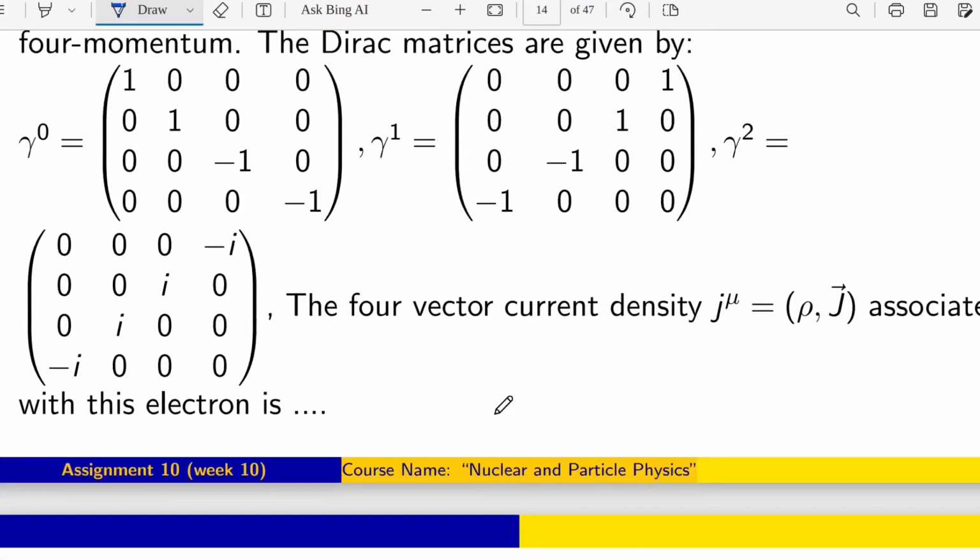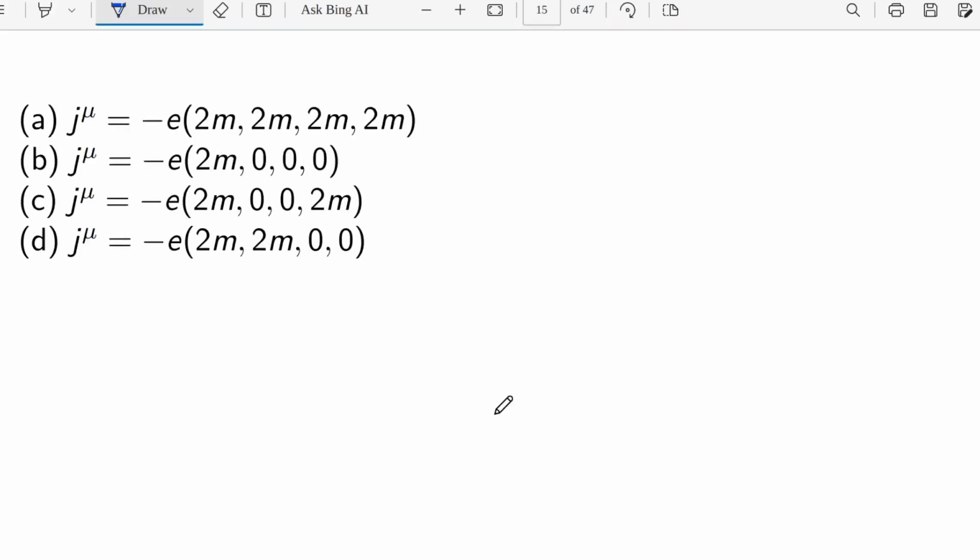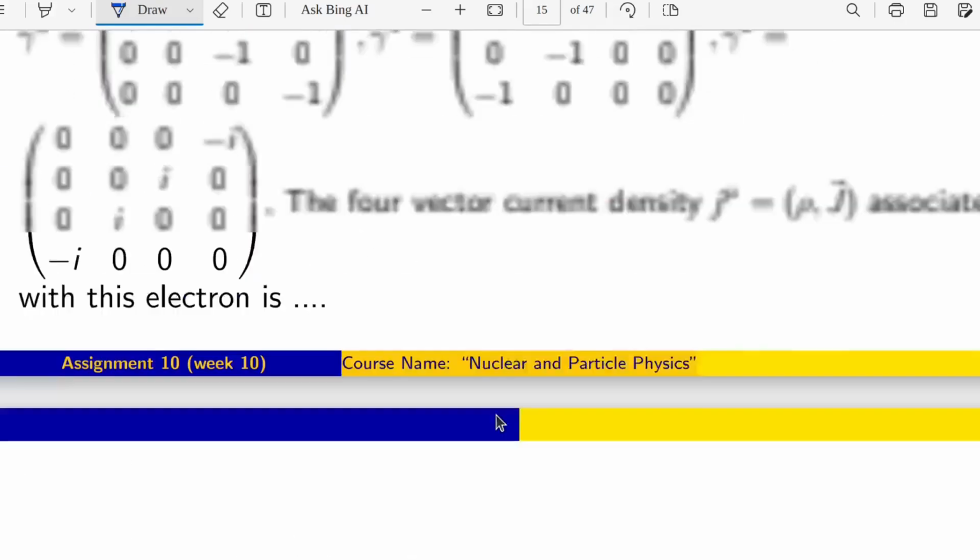The 4-vector current density J^μ = (ρ, J) associated with this electron is how much? There are 4 options: J^μ = −e(2m, 2m, 2m, 2m); J^μ = −e(2m, 0, 0, 0); J^μ = −e(2m, 0, 0, 2m); J^μ = −e(2m, 2m, 0, 0).